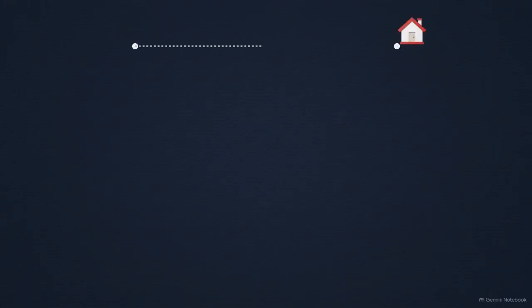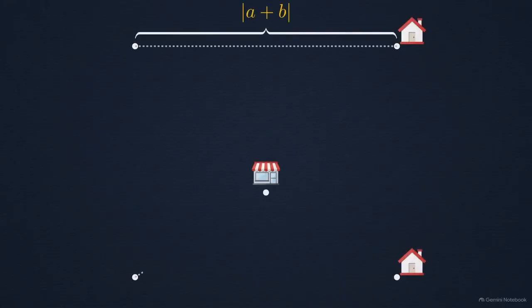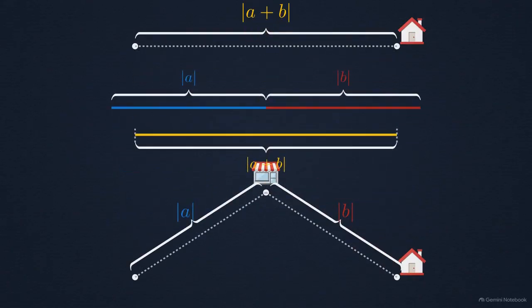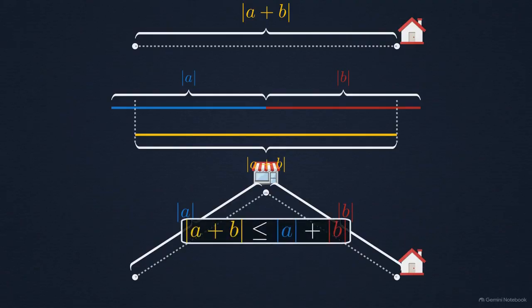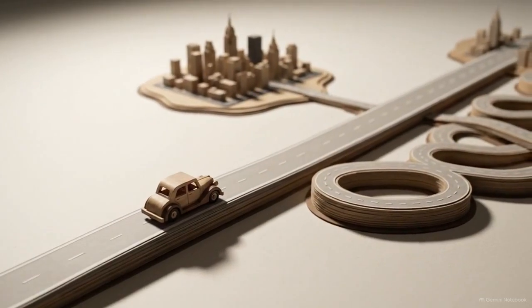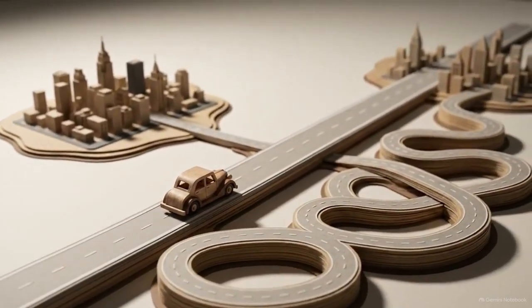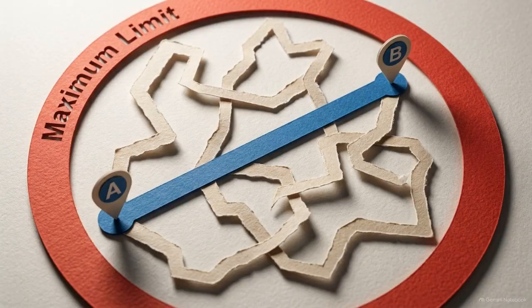On the top, you drive straight to your friend's house. On the bottom, you take a detour to a shop. The direct route is always shorter than or equal to the total distance of the detour. This is the triangle inequality. This rule allows mathematicians to set a strict ceiling on a total distance, even when the individual legs are changing. It ensures that a combination of small fluctuations cannot add up to something larger than a known limit.